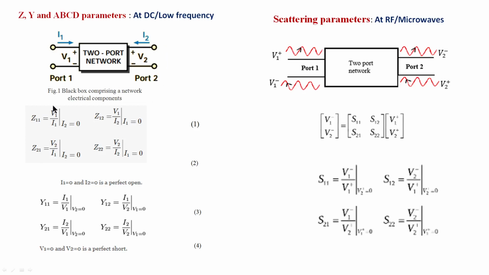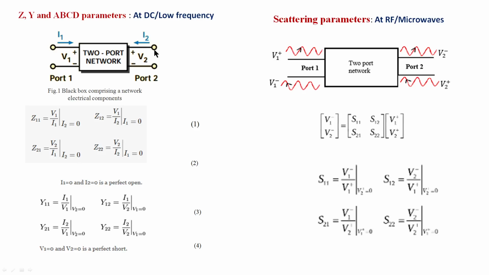Okay, while measuring the Y parameters, we need a short circuit at one of the ports. Similarly for ABCD also. That is the main disadvantage at RF and microwave frequency. Because you see here, in Y parameter measurement, we should put a short here. We have to make a short while measuring Y11.